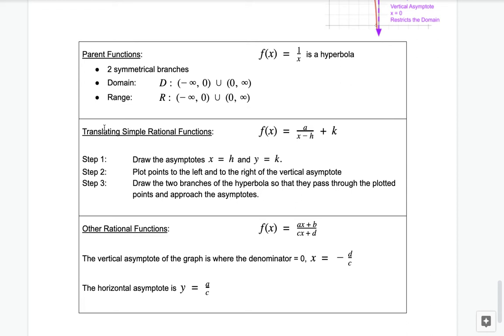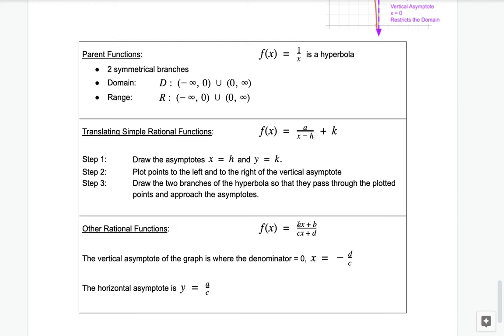We're also going to talk about translating simple rational functions. We have the h and the k. You're going to draw the asymptotes where x is equal to h and y is equal to k. Remember, the h is backwards because of the minus sign in the equation. When you go to graph this, you'll plot points to the left and to the right of the vertical asymptote, and then draw 2 branches of the hyperbola so that they pass through the plotted points and approach the asymptotes.